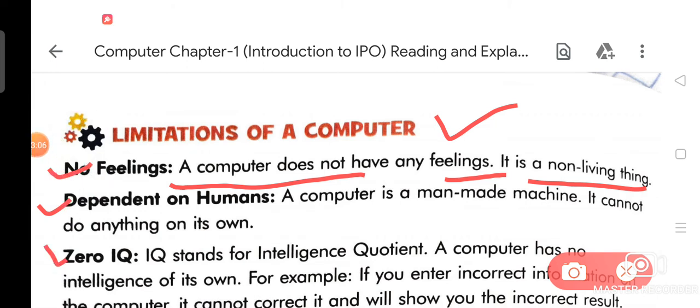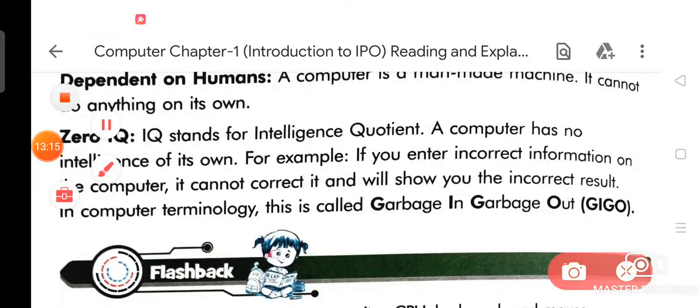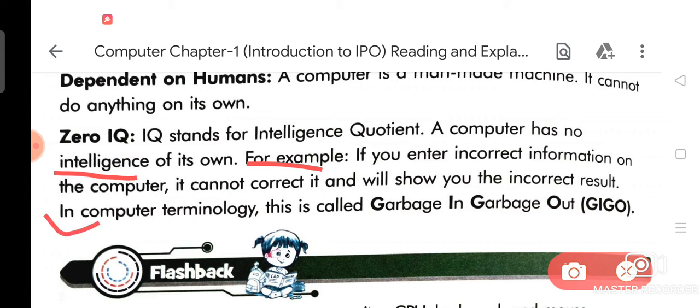Now your next topic is zero IQ. IQ stands for intelligence quotient. A computer has no intelligence of its own. For example, if you enter incorrect information on the computer, it cannot correct it and will show you the incorrect result. In computer terminology, this is called garbage in, garbage out. GIGO. What is the full form of GIGO? It's garbage in, garbage out.